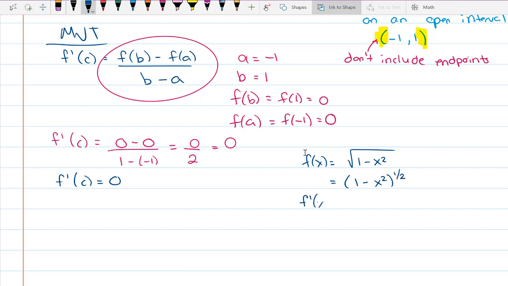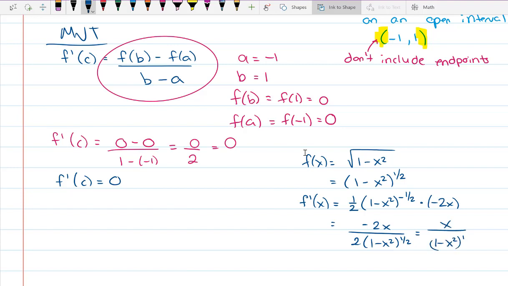So I take the derivative of that, and I get f prime of x is equal to 1/2 times 1 minus x squared to the -1/2 times a -2x. So I get -2x divided by 2 times 1 minus x squared to the power of 1/2, which gives me x divided by 1 minus x squared to the power of 1/2. So f prime of c then is equal to c divided by 1 minus c squared to the power of 1/2, and I'm going to set that equal to 0.